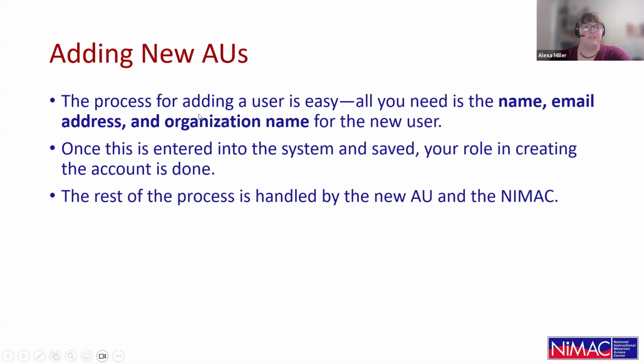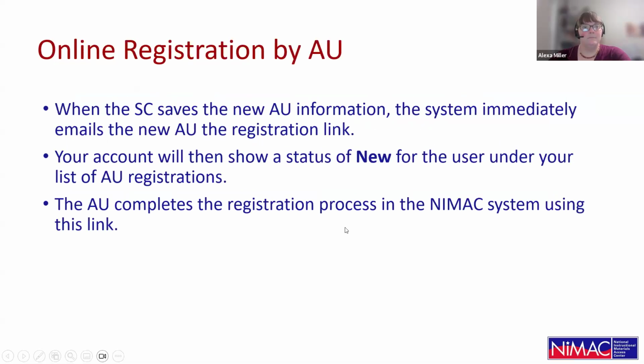So adding new authorized users, the process for adding a user is really, really easy. All you need is the name, email address, and organization name for a new user. Once you've put that into the system and saved it, your role is done. The rest of the process is handled by the new authorized user and someone on our team. Once you have saved that new authorized user information, the system will immediately email the new authorized user a registration link. Your account will then show a status of new for that new user.